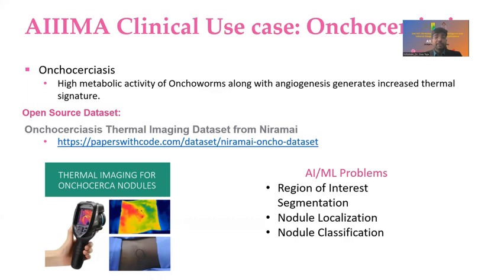We have an open source dataset for this problem as well, called the Onchocerciasis thermal imaging dataset from Niramai. This dataset has both RGB and thermal images. Since we are capturing the image from far, we might have unwanted regions, as you can see here, it is the claws that we are seeing. So you can use it for region of interest segmentation. You can identify where the onchocerca nodule is and then classify it as well.